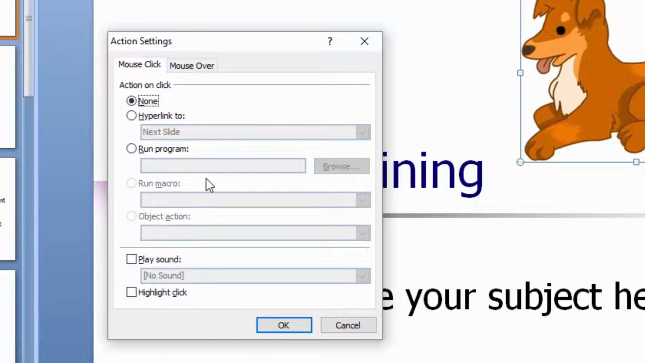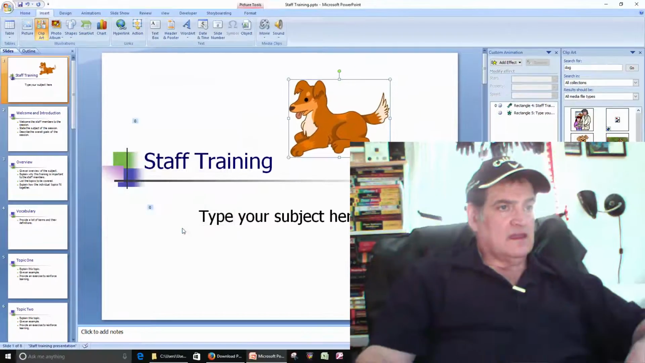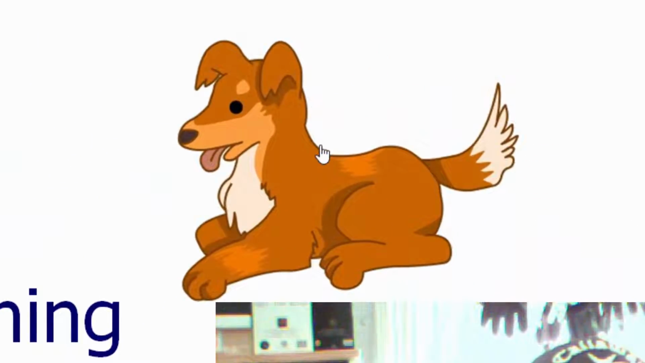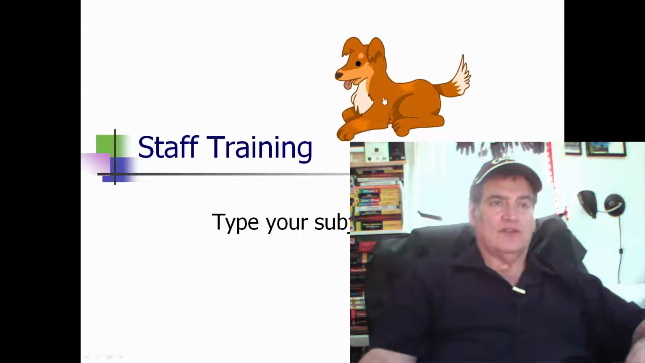Now what do we want to happen? There's many things. We can click on them and go, and it'll take us to a web page or run a program. You can open Notepad or Paint or something like that. We'll say play a sound, and we'll use the applause again. Click OK, and then we'll run the slide. And now you can see when we hover over the dog, we get a hand, and the hand is like a hyperlink for like going to a web page, but it's linking to a sound. So when we click him, it'll play the sound.